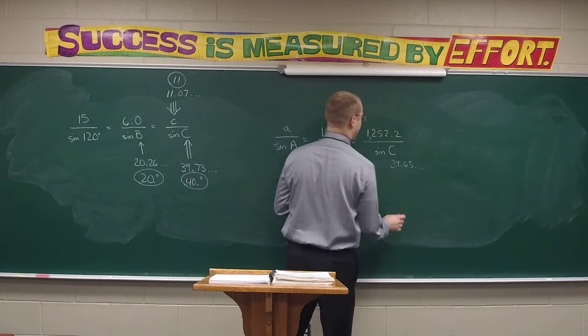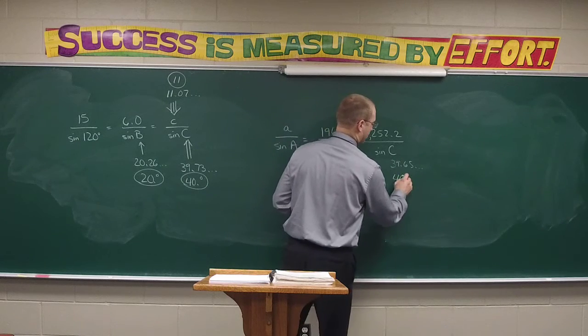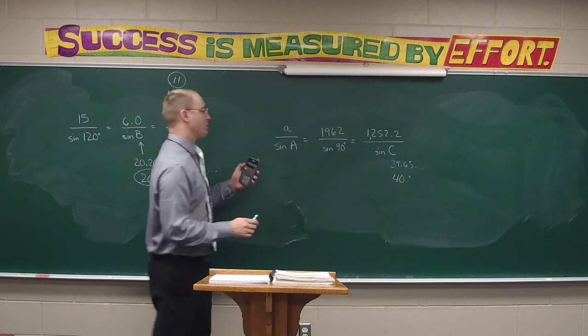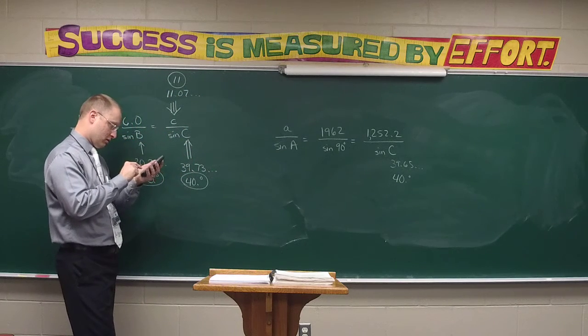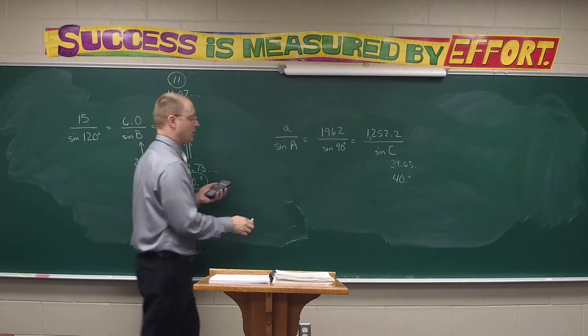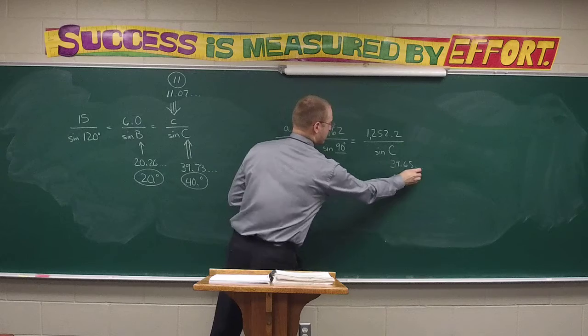39.65. Good. We'll round that off to two sig figs, 40 degrees. Then we'll use that to help get angle A. We've got these two angles. We just have to get A.